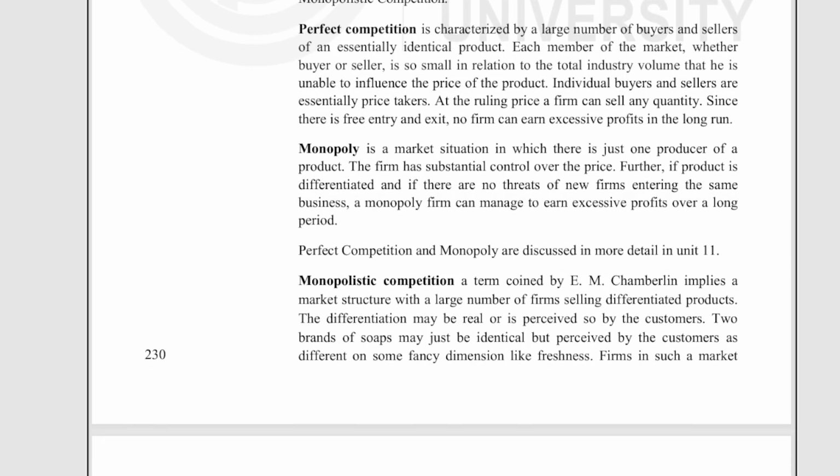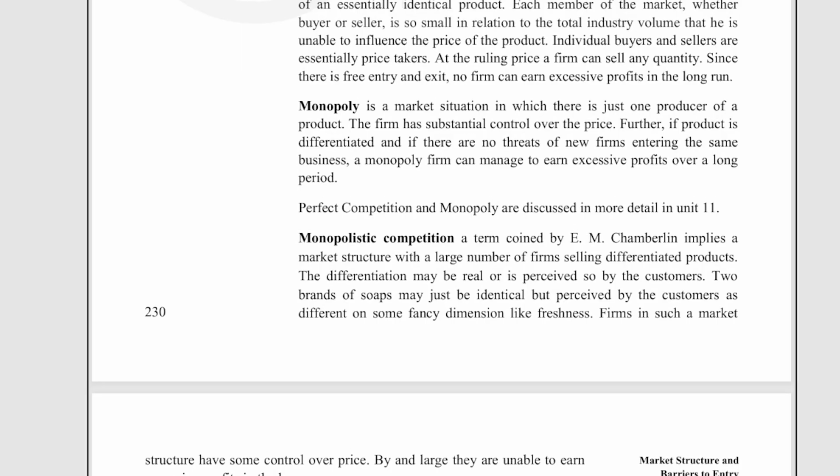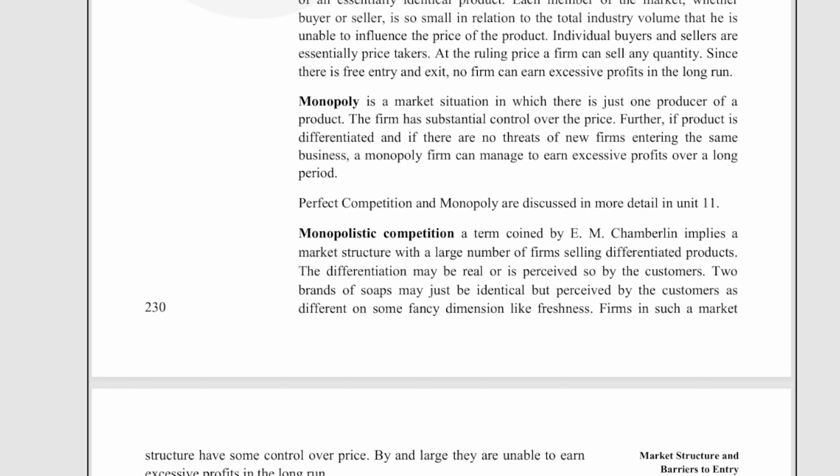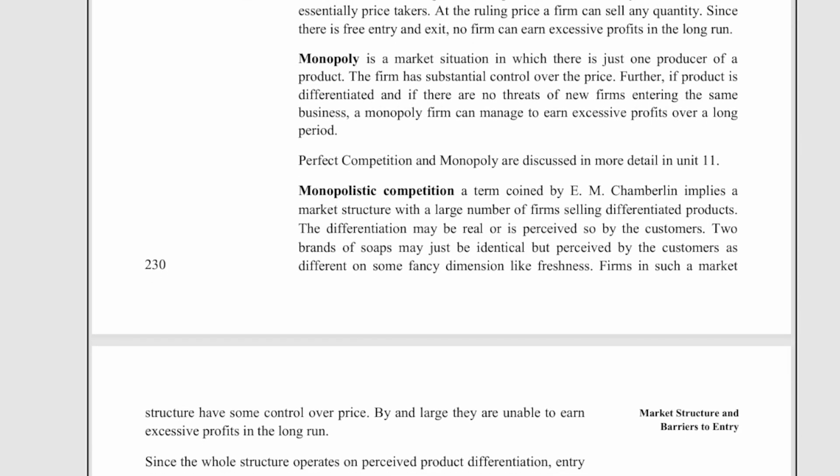Monopoly is a market situation in which there is just one producer of a product. The firm has substantial control over the price. Further, if the product is differentiated and if there is no threat of new firms entering the same business, a monopoly firm can manage to earn excessive profit over a long period.